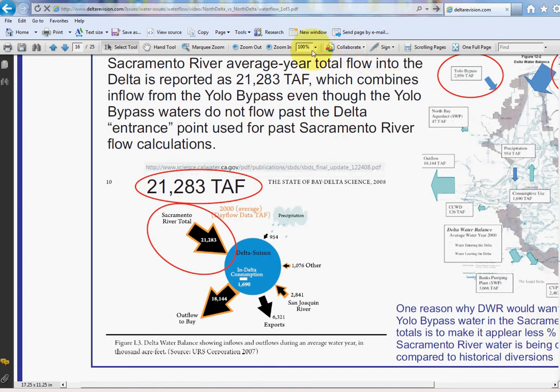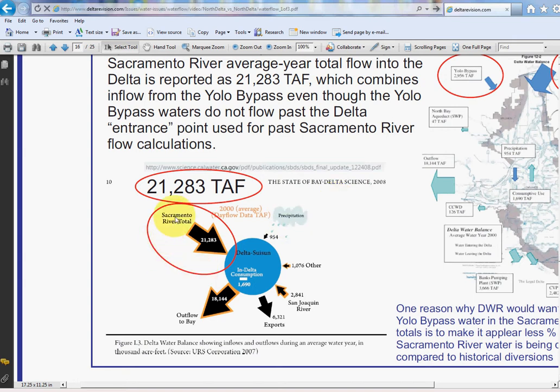Well, I'll make this one even bigger. So this is sciencecalwater.ca.gov, and this is 2008, and in that report it says the year 2000 is an average. And again, most of the other reports say 2000 was an above average acre-foot or water flow year.